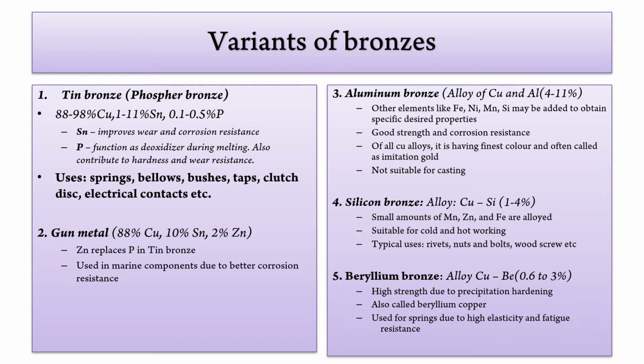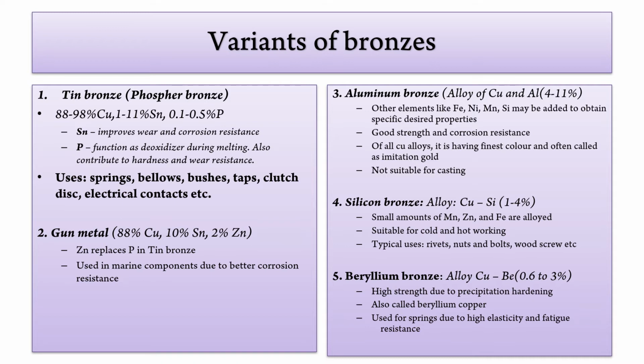The tin is added to copper in order to improve the wear and corrosion resistance, and phosphor works as a deoxidizer during melting. That also contributes to hardness and wear resistance. The tin bronzes are generally used for making springs, bellows, bushes, tabs, clutch discs, electrical contacts, etc.